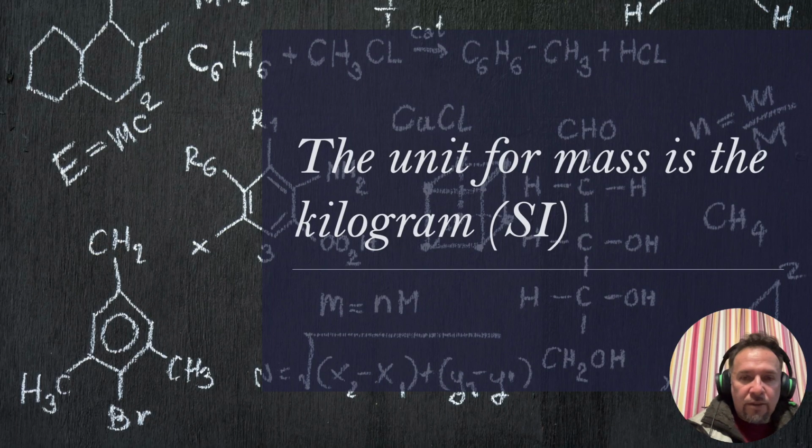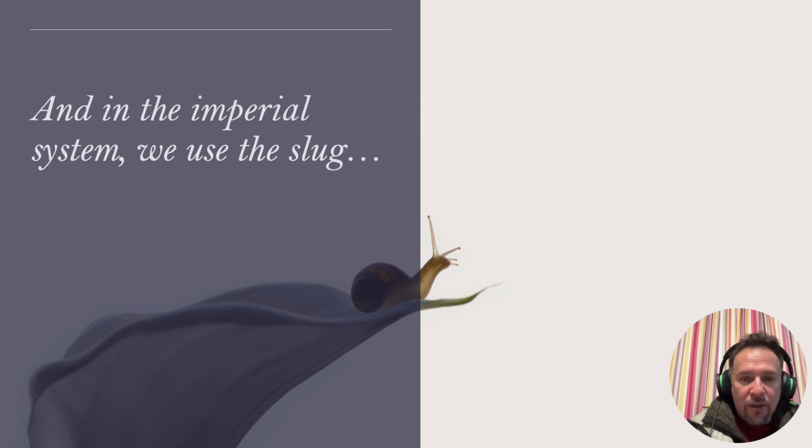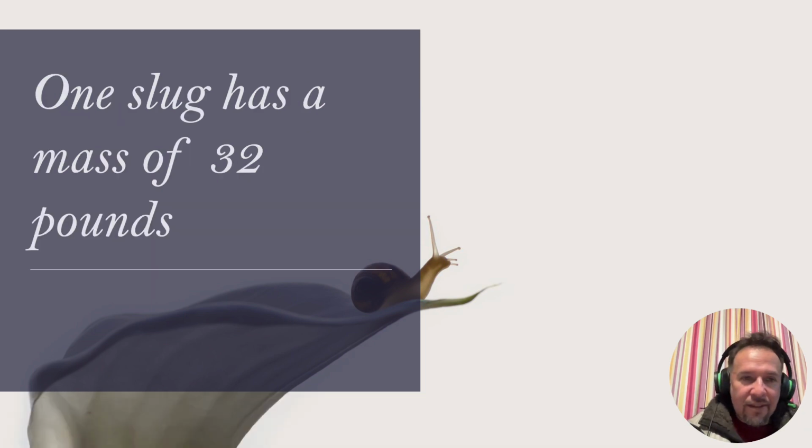And the unit that we use for mass in the international system is the kilogram. And well, believe it or not, in the imperial system, people use the slug. Okay, so you remember the slug, like the little friend that we have over there? And one slug has a mass of 32 pounds. So if you are 100 pounds, that is like 45 kilograms, then your mass is that of 3 slugs.